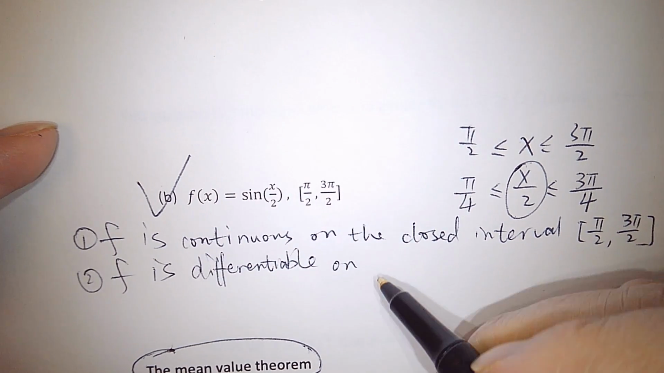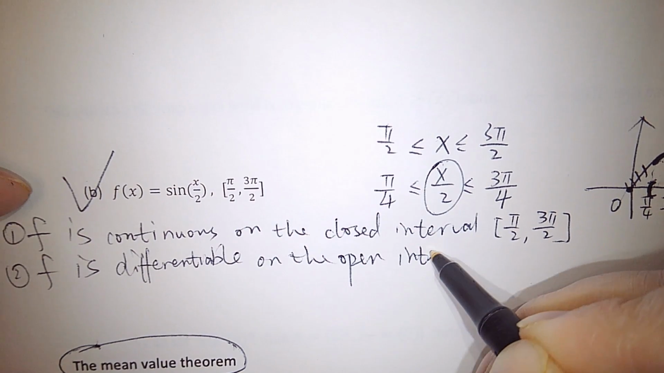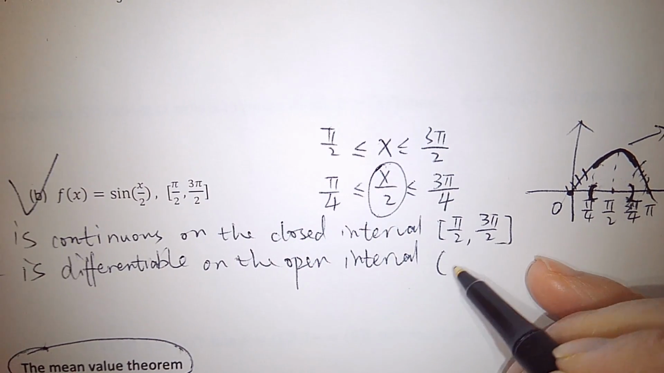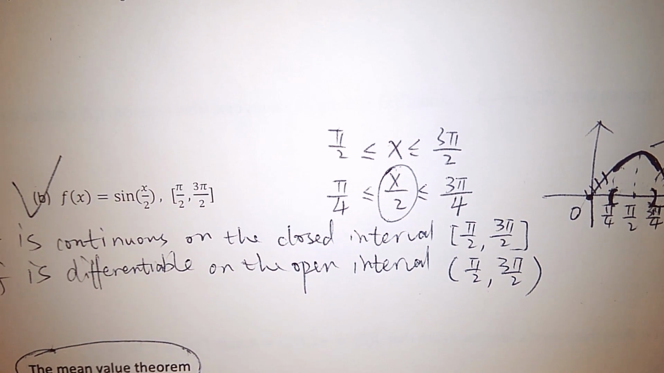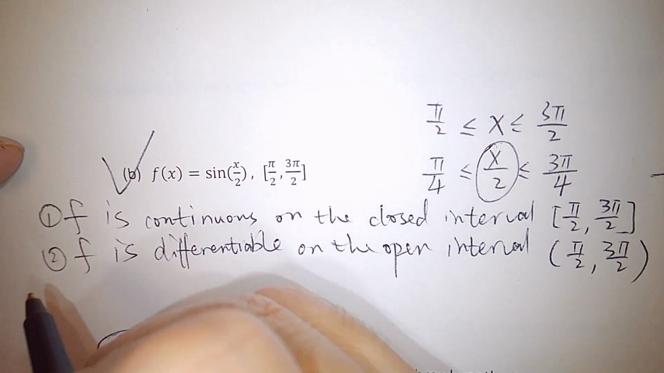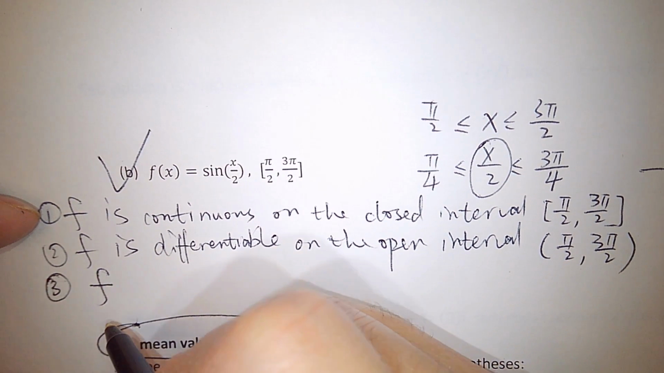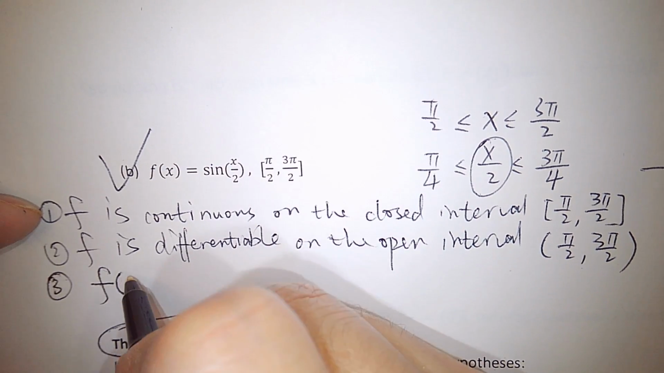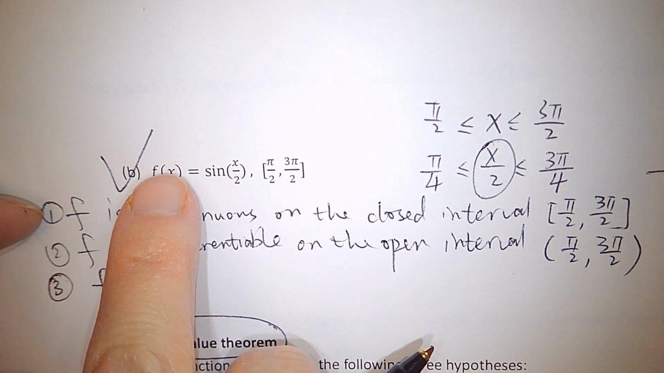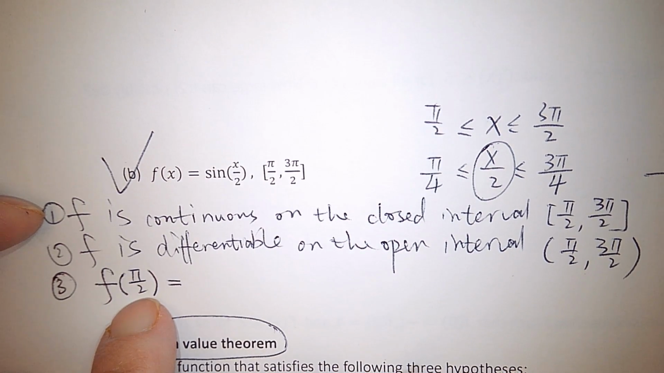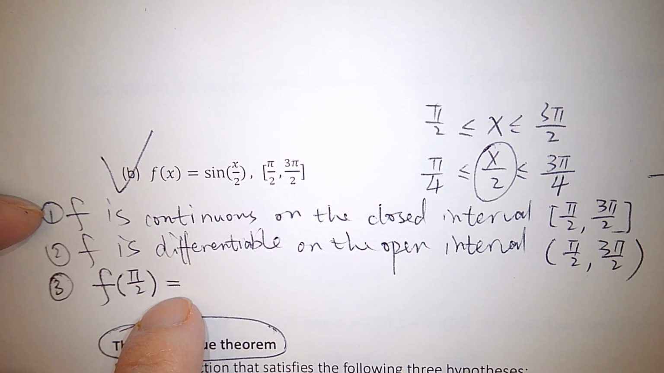F is differentiable on the open interval, what? Pi halves to what? 3 pi over 2, right? Third hypothesis. What is the third hypothesis? How about f of a equals f of b? What is f of a? F of pi halves. What is f of pi halves? When x equals pi half, x over 2 should be what? Pi fourths, right?